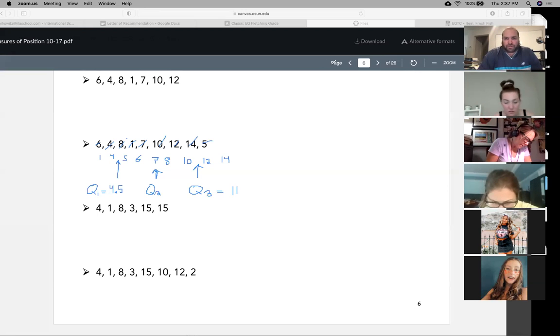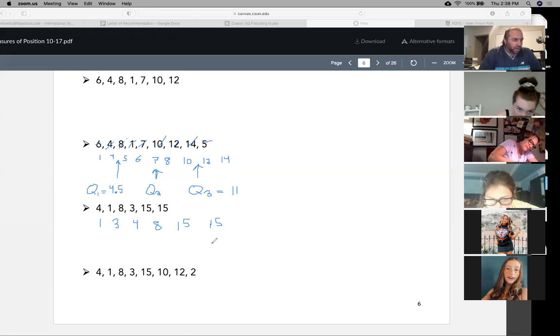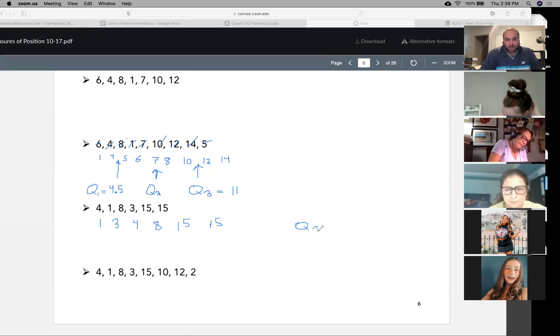Okay. So first step is what? Put them in order. 1, 3, 4, 8, 15. Next step. You would add 4 and 8 and divide by 2. So what do you get? 6. Excellent. Q2 is 6.